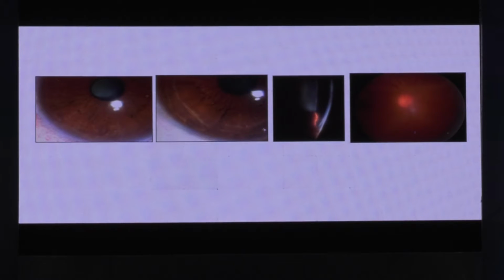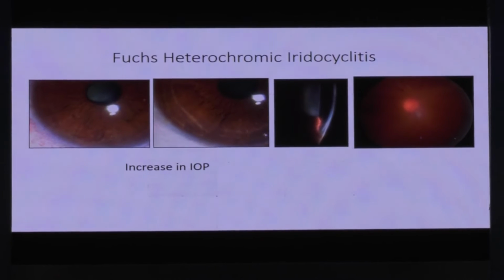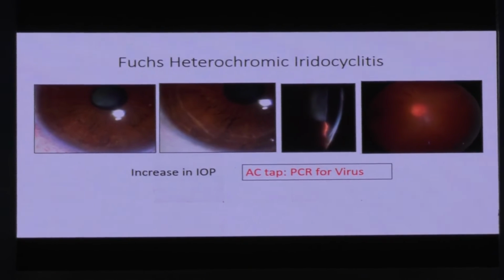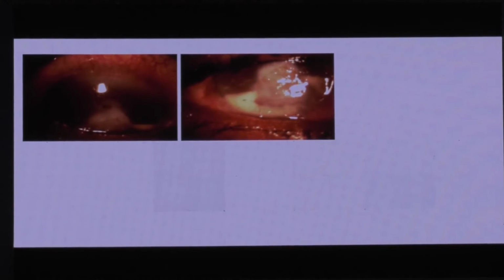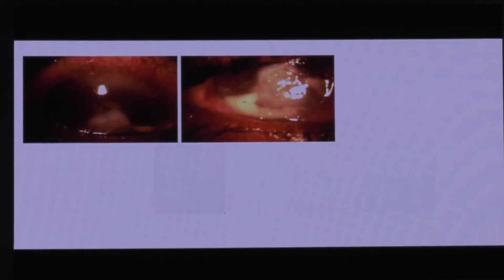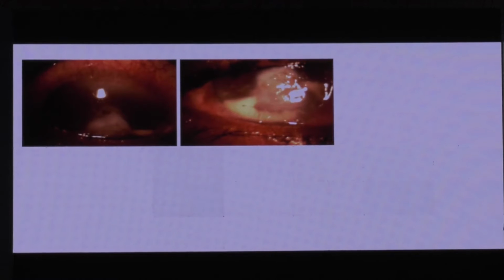This is another patient with Fuchs heterochromic iridocyclitis, in which otherwise we do not do any other investigations. But if this is associated with increase in intraocular pressure, it is important to tap these eyes to look for viruses. This is a 70-year-old lady who came to us with corneal changes, and then there was something like a hypopyon in the anterior segment, and she had a total cataract.